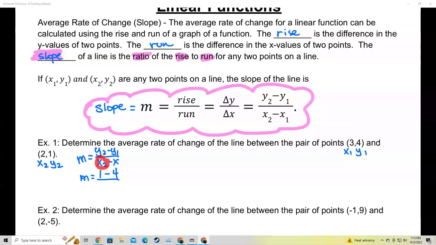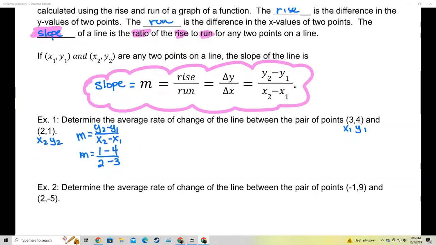The bottom, they're asking for my second x first. My second x is that number 2 minus my first x. Oop, I forgot to write x1, huh? Minus my first x. And my first x is 3. So now I just have to start calculating this. I'm going to simplify this. 1 minus 4 is going to give me a negative 3. And on the bottom, 2 minus 3 gives me a negative 1. That is to say my slope is 3.